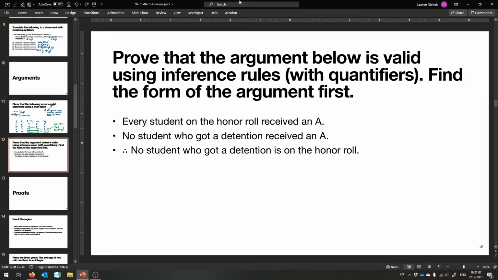So we're going to prove that this argument is valid. It's apparently a valid argument, this one right here. And we want to prove it using inference rules, and those inference rules must have quantifiers. So the first thing we need to do if we want to do a kind of proof is find the form of the argument, which means we have to translate it from English to math.